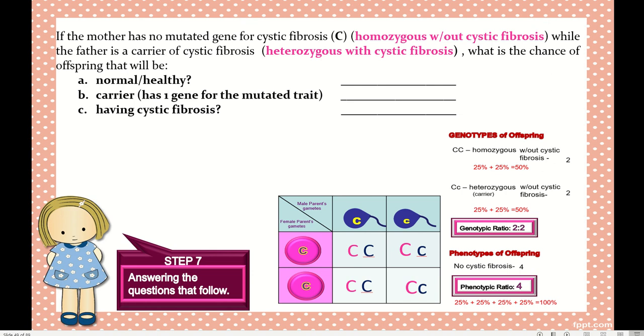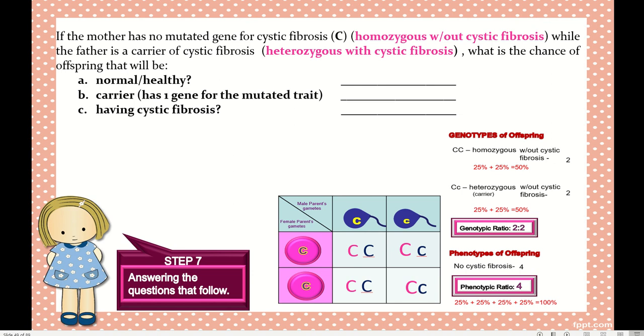Now, how about children having cystic fibrosis? It's showing cystic fibrosis, a phenotype. Therefore, there is no chance. So this couple can breathe free because their children will be healthy, but they will know that the mutated cystic fibrosis gene has a 50% chance of being received by their grandchildren.